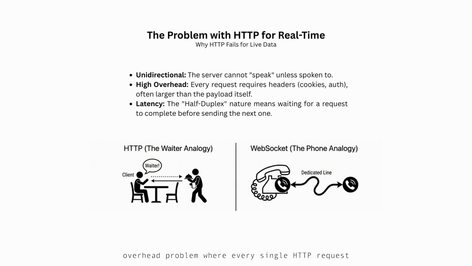There's also the overhead problem, where every single HTTP request carries headers, authentication tokens, cookies, and content types. These headers can be 500 bytes to 2 kilobytes. If you're sending tiny, frequent updates like gamers' player positions, your headers might be 10 times larger than your actual data. And finally, it's half duplex. You can't send while you're receiving.